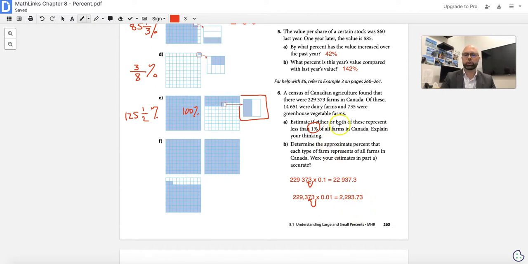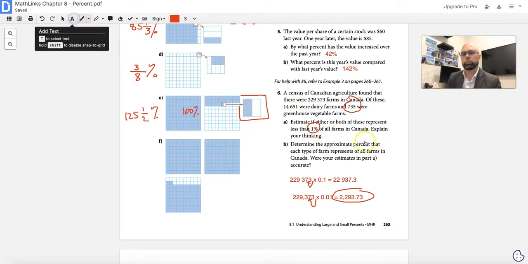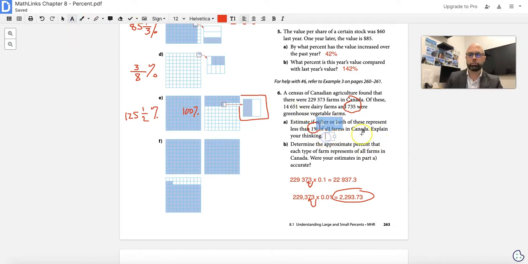So let's get back to the question. Estimate if either or both of these represent less than 1%. So I've decided that 1% of all farms is 2,293 farms. And yes, greenhouse vegetable is less than 1%. So vegetable farms are less than 1%.